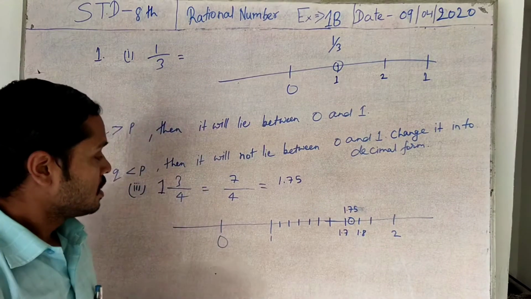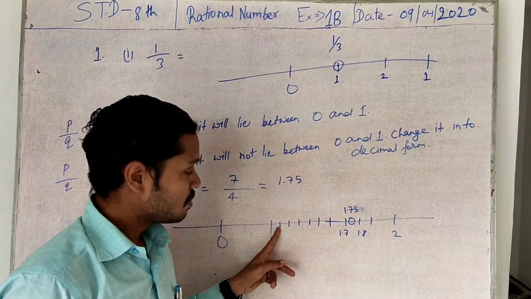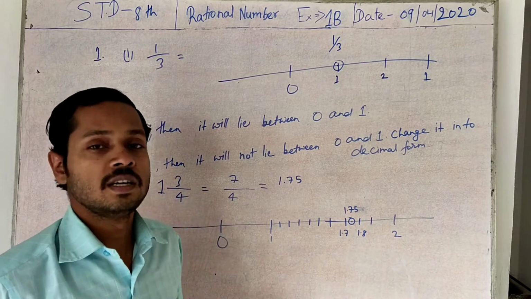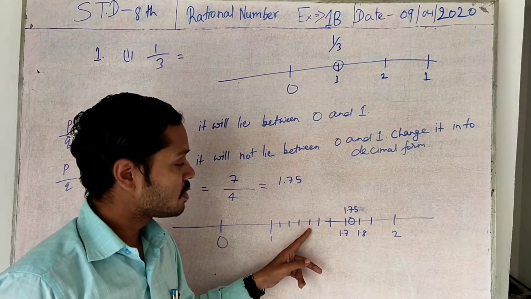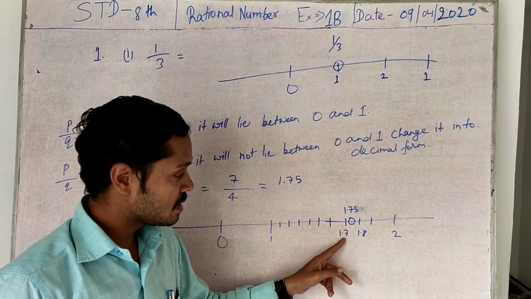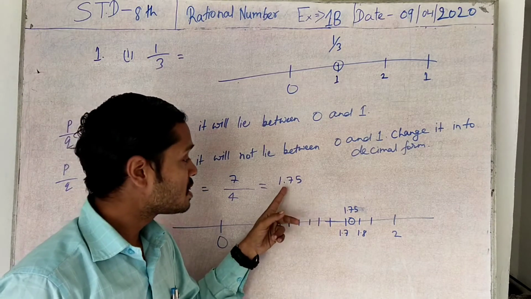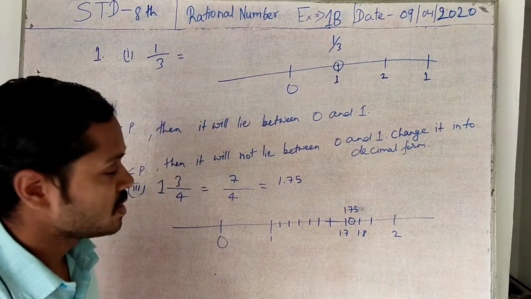Listen carefully. 0, there is the 1, there is the 2. Clear? So 1.1, 1.2, because between 1 and 2 there lie 9 lines. Clear? 1.1, 1.2, 1.3, 1.4, 1.5, 1.6, 1.7 and 1.8. But there is the 1.7 and 1.8, not 1.75. Then 1.75 lies between 1.7 and 1.8. Over.